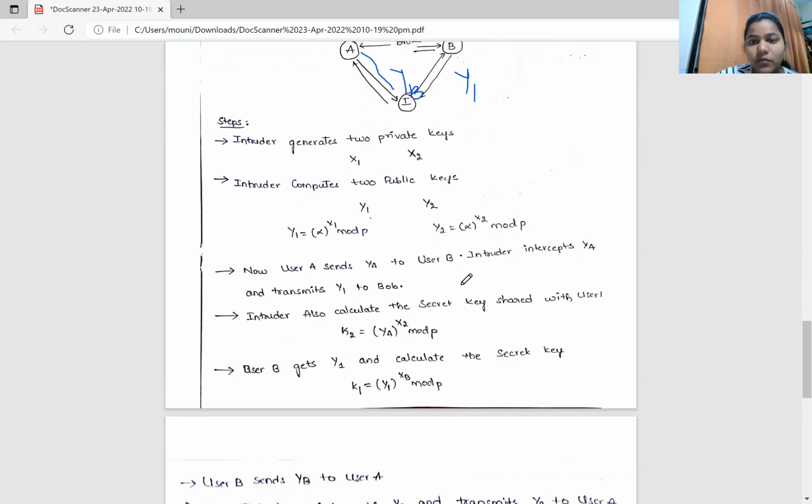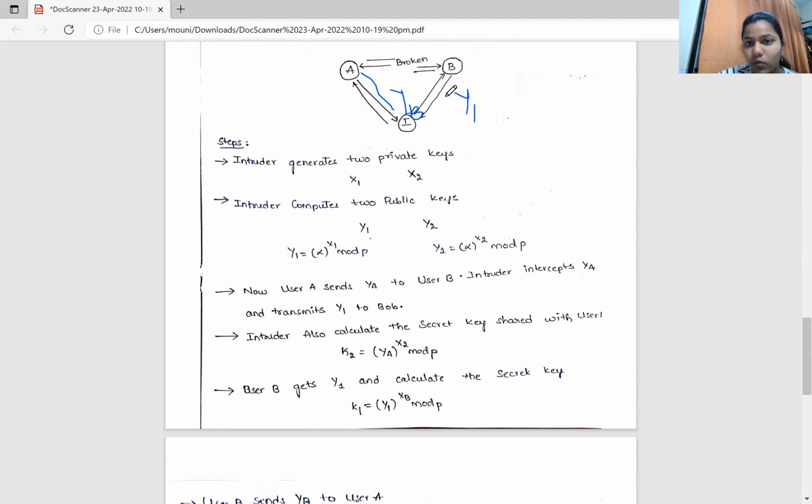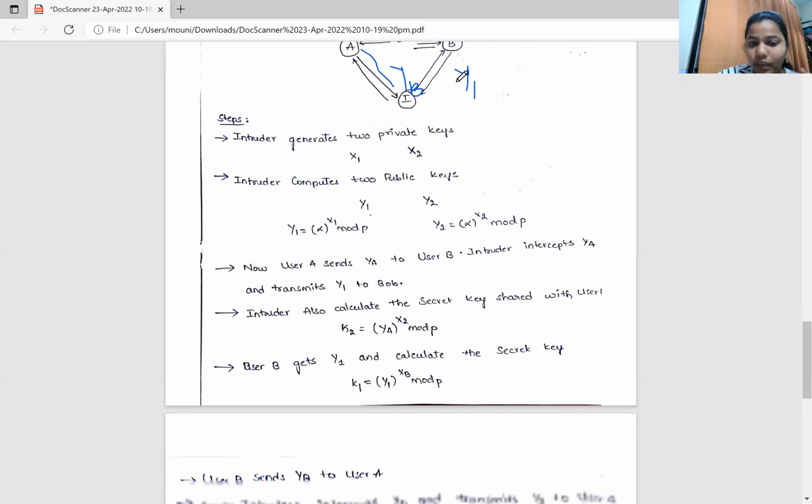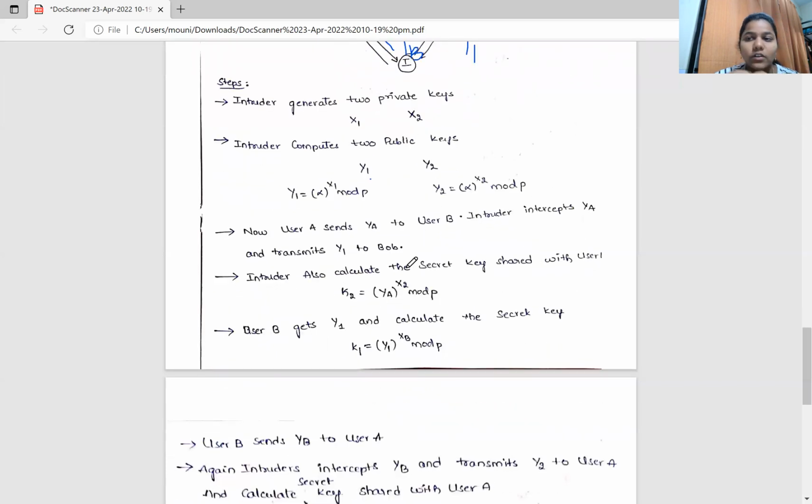Again, after that, what will Bob receive now? Now Bob is going to receive this Y1. He is thinking that the received public key is from user A. Now the intruder's second part is to calculate the secret key which is shared with user B. That is, K2 is equal to YB power X2 mod P.